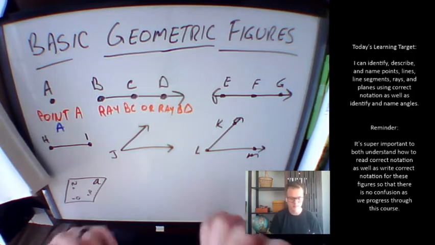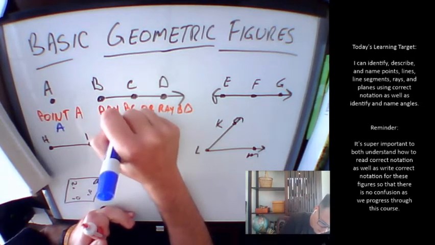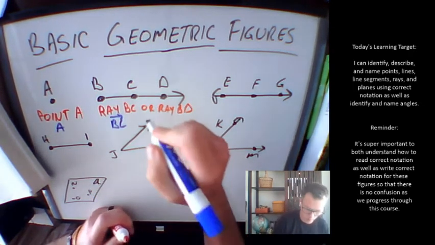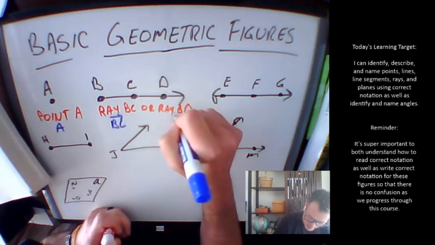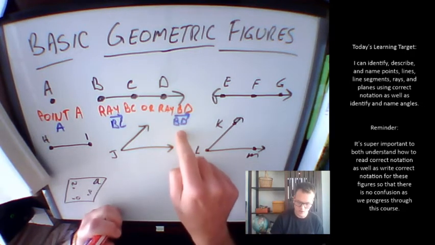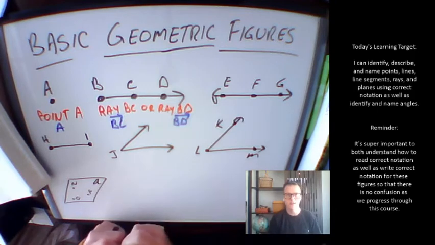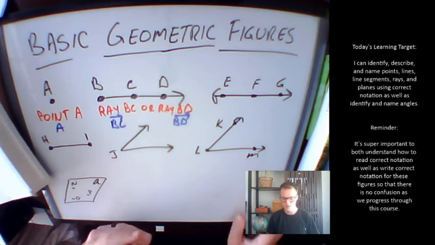When writing them down, there's a specific notation that we use for a ray. It's just a line with an arrow at one end. So we have ray BC or ray BD, same thing. And notice in the notation here, the endpoint B, that's the side without the arrow, and the arrow points the other direction. That's so that we know exactly what you're talking about when you describe it.